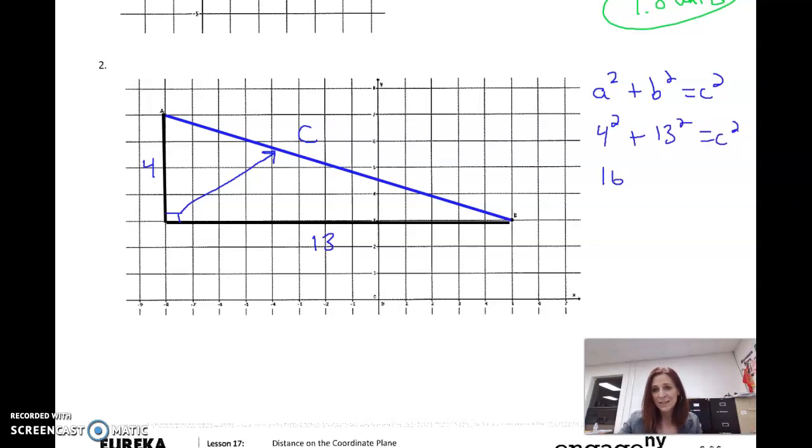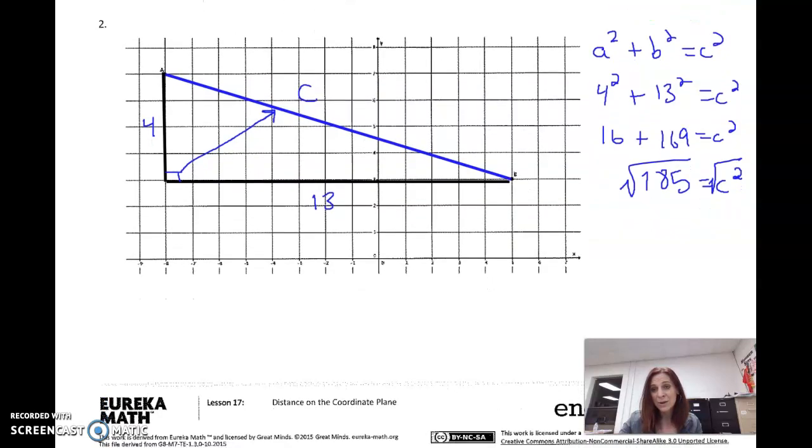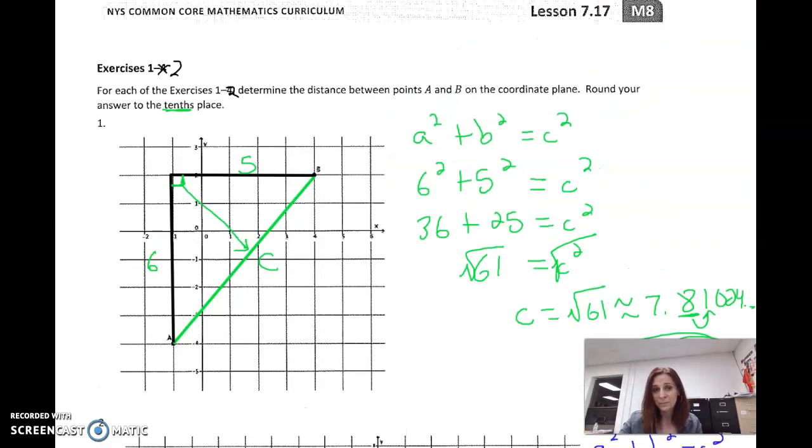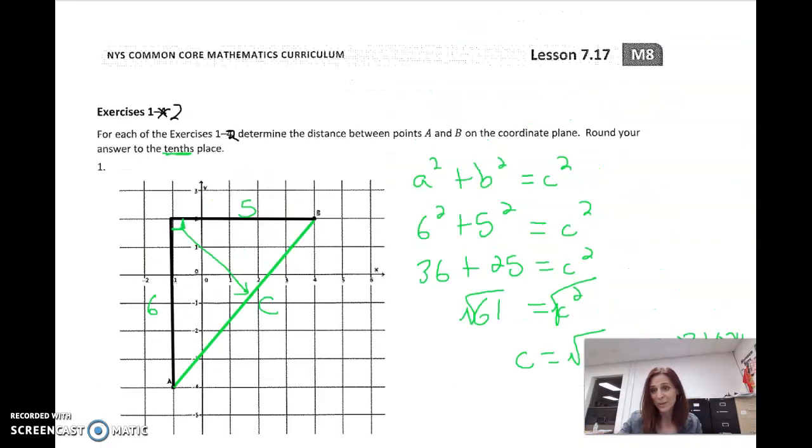4 times 4 is 16. I know that one. 13 times 13, or 13 to the second power, is 169, equals C squared. Add 169 plus 16. We get 185 equals C squared. And then we want to know what C is, so we undo the squaring by taking the square root. Same directions as before. Round your answer to the tenths place.